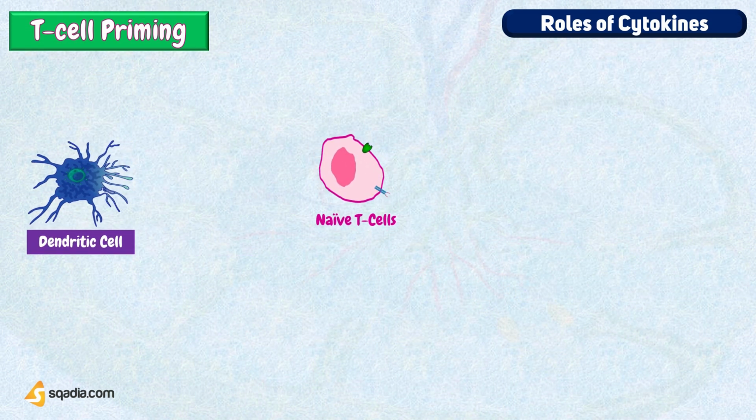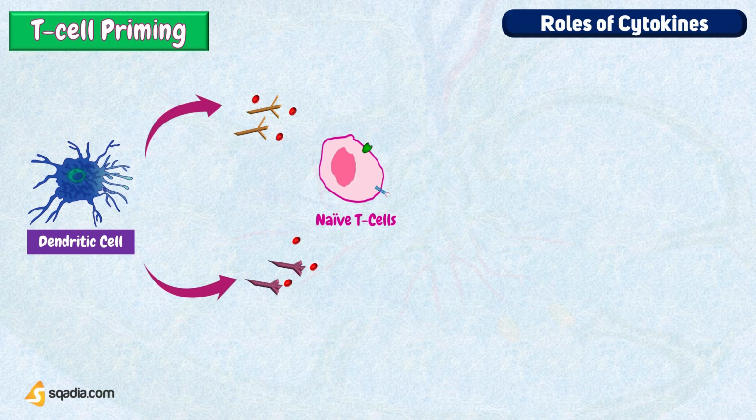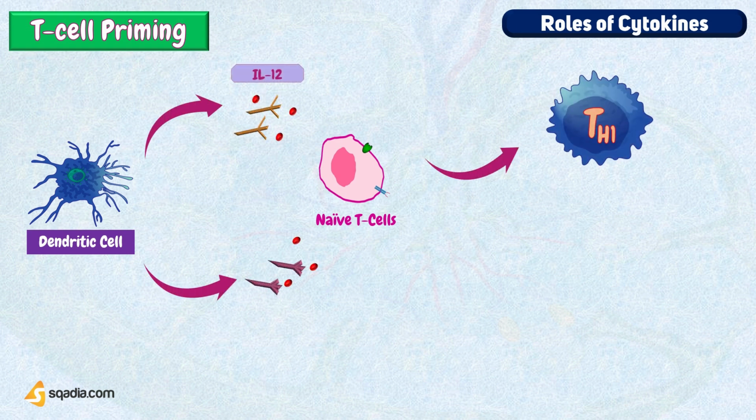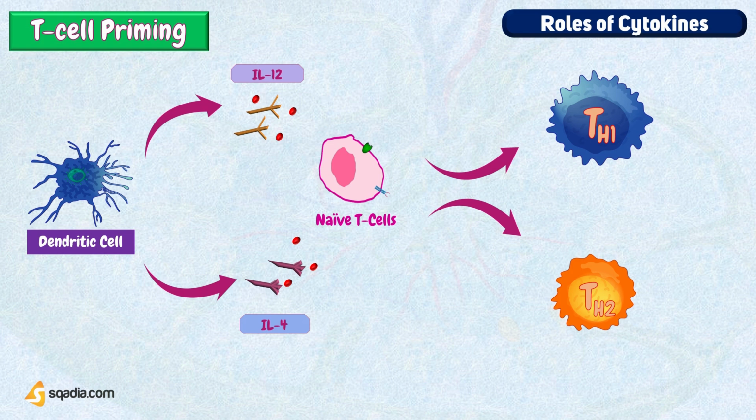The nature of the cytokine that will be secreted depends on the type of infection that has occurred. If the polarizing cytokine is interleukin-12, then the naive T-cell will differentiate into Th1 cell. On the other hand, if the polarizing cytokine is interleukin-4, the naive T-cell will differentiate into Th2 cell.